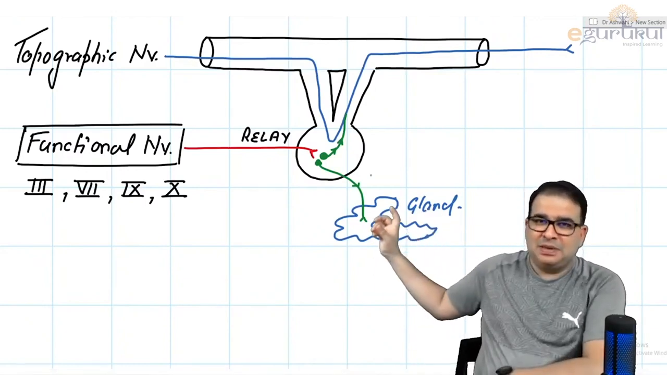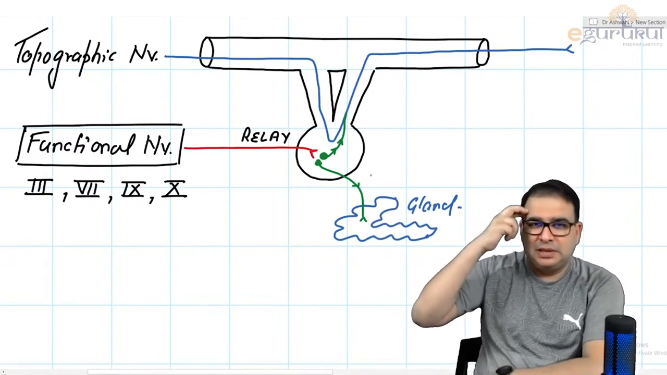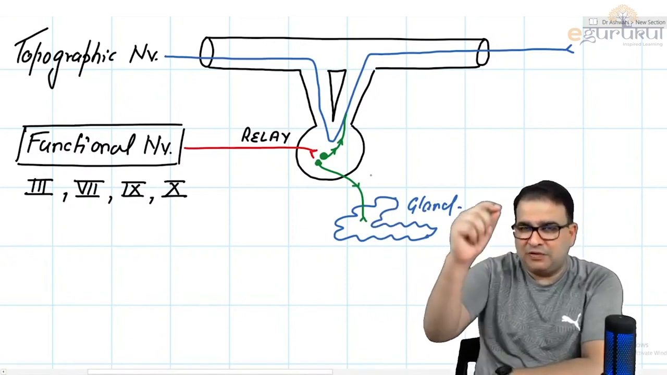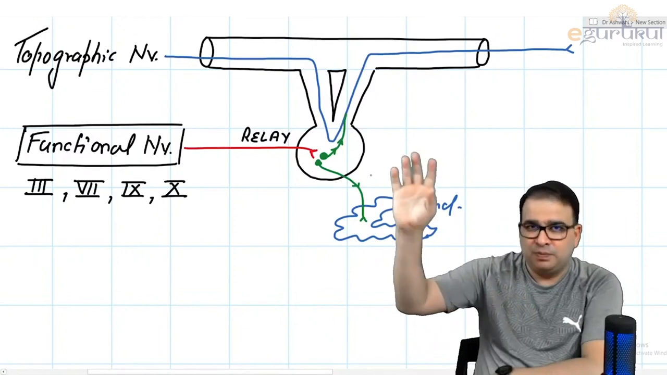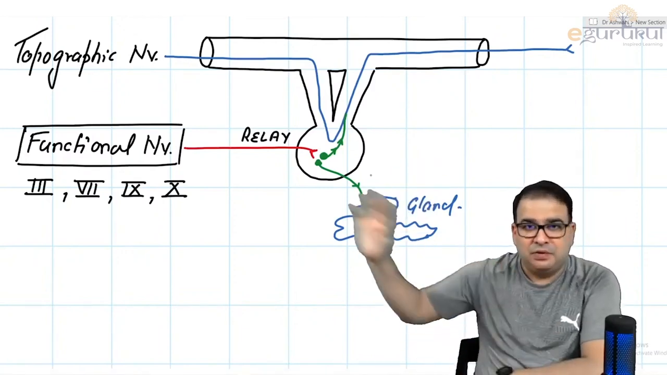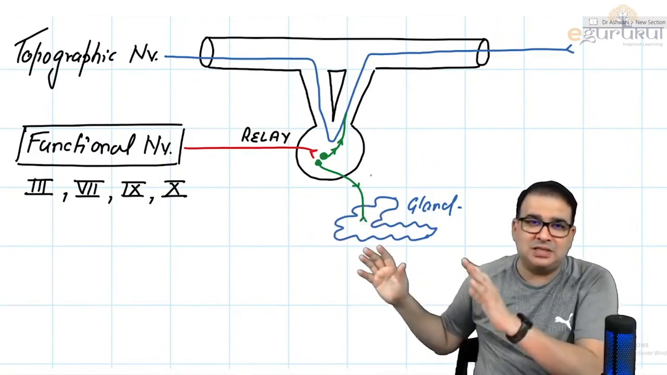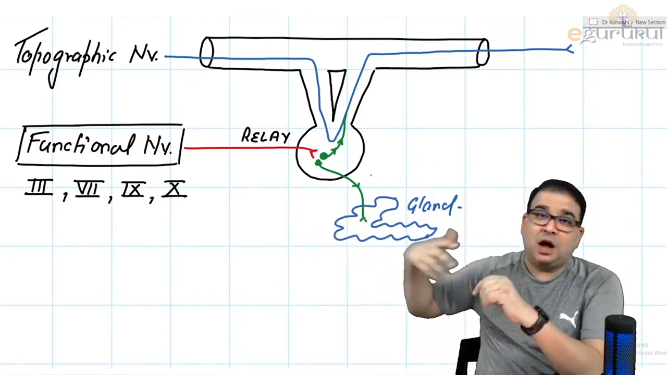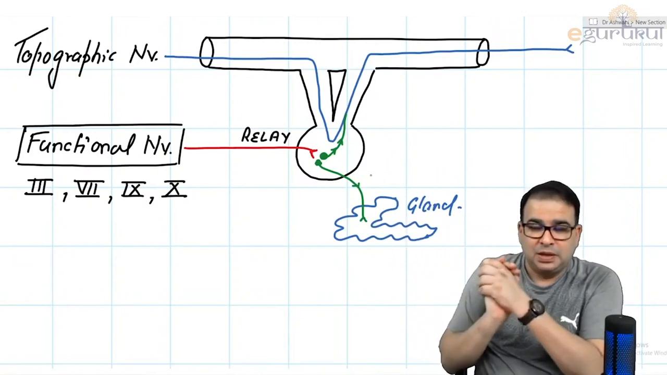When you think of a parasympathetic ganglion, what you need to keep in your head is that a topographic nerve will be seen coming inside and that will go. Then you will see a functional nerve coming inside there, relay there and end. A functional nerve will come inside and you will never see the 3rd, 7th, 9th or 10th nerve going out of the ganglion. No, they will not.